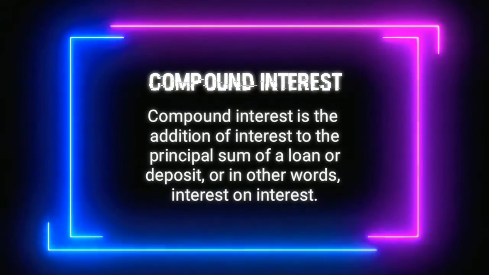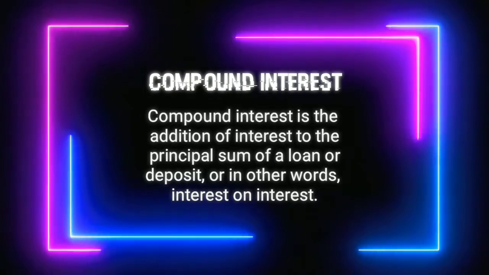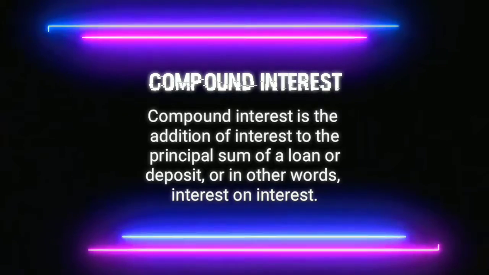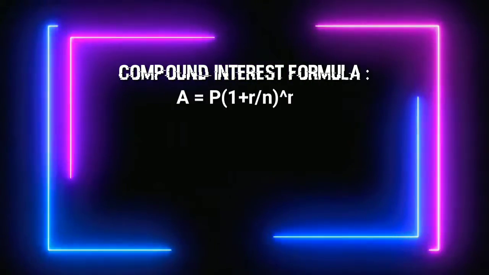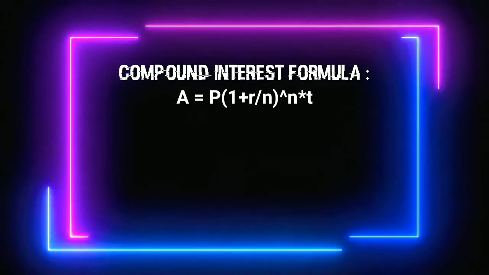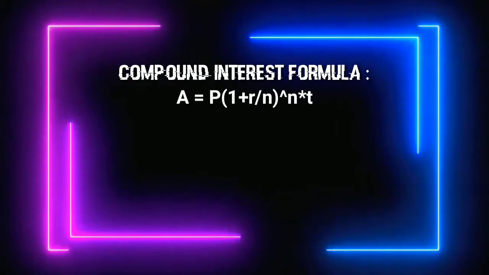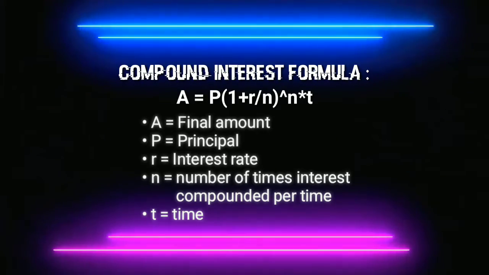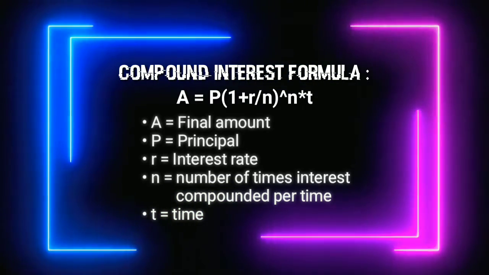Now, let's define compound interest. Compound interest is the addition of interest to the principal sum of a loan or deposit, or in other words, interest on interest. The formula of getting compound interest is A equals P(1 + R/N) to the power of N times T, where A is the final amount, P is the principal, R is the interest rate, N is the number of times interest is compounded per time, and T is the time.